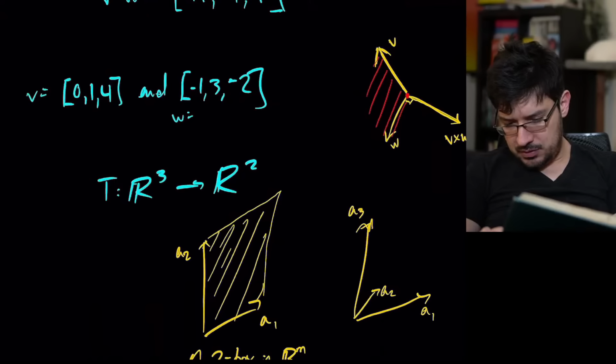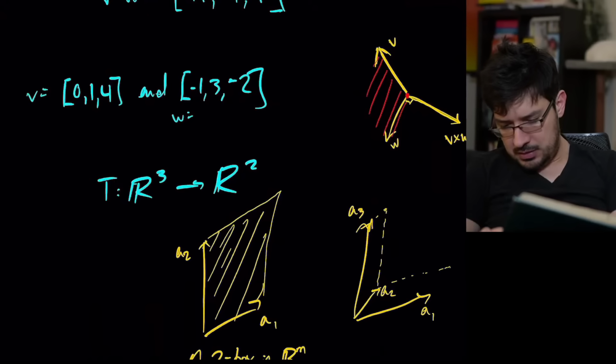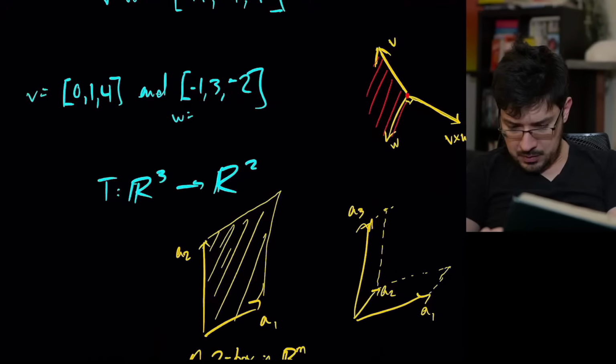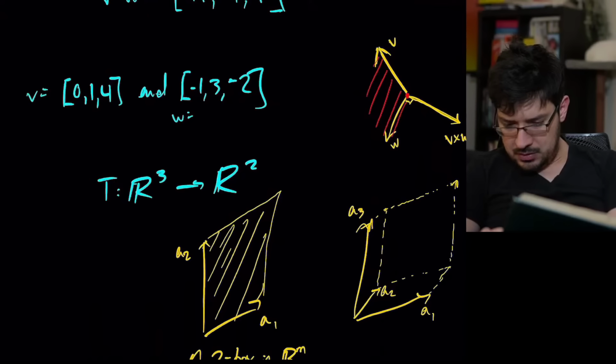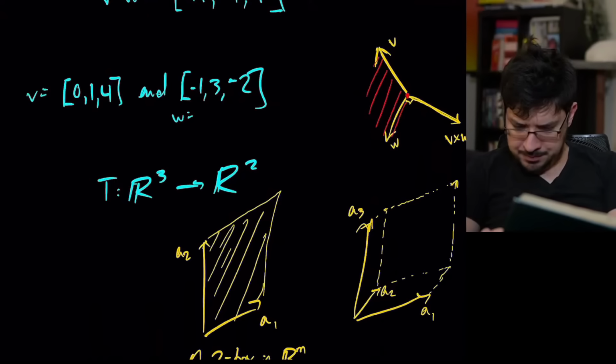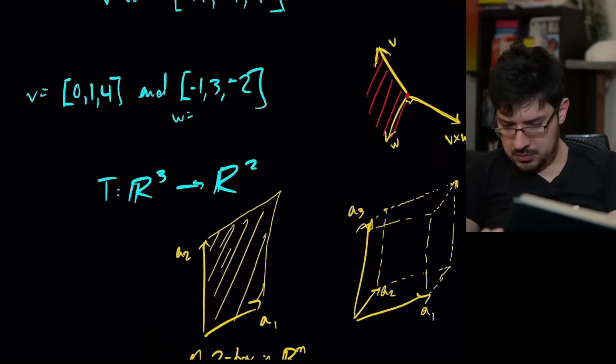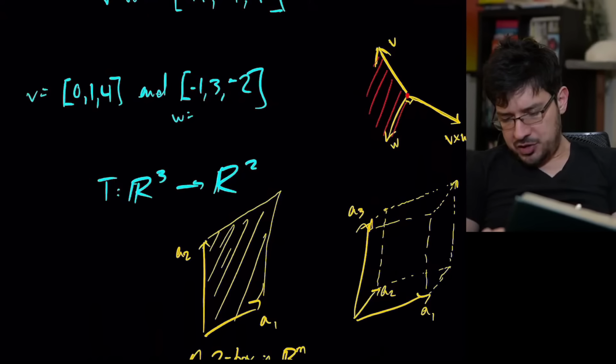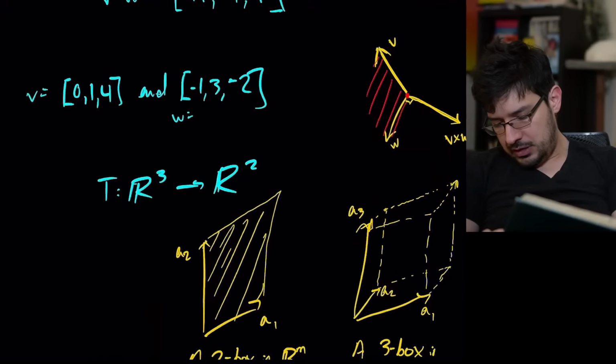And we're just going to focus on these parallel lines to be able to draw this. Parallel lines. Tip to tail additions. Something like this. Something like that. And then shade that in, and this is a 3-box in Rm.